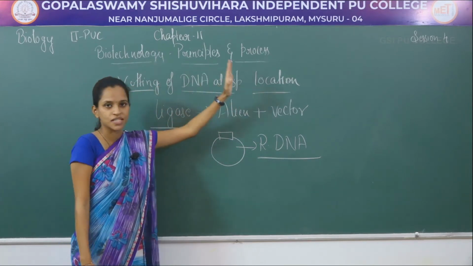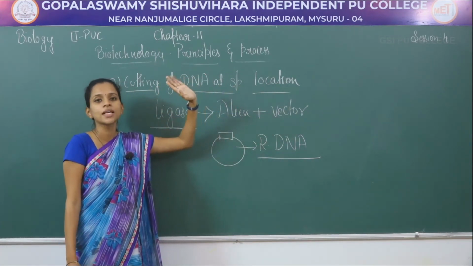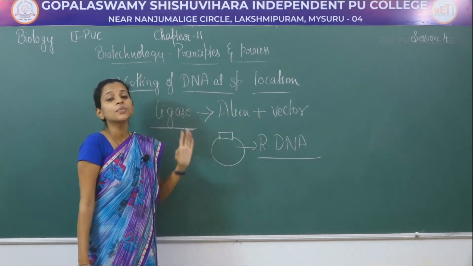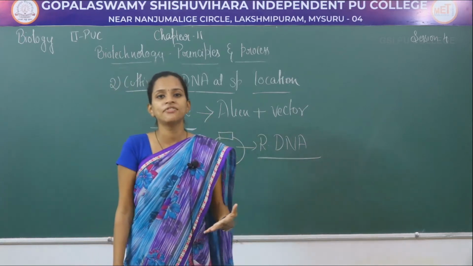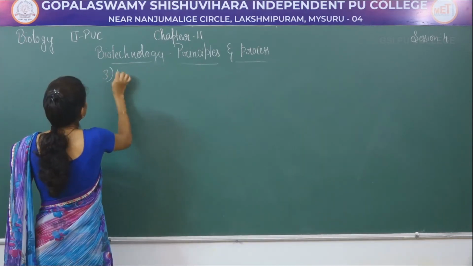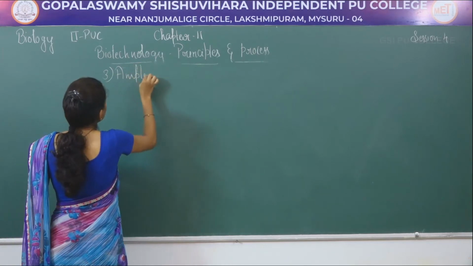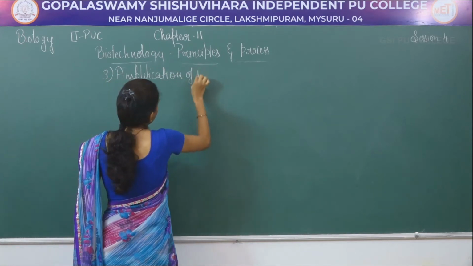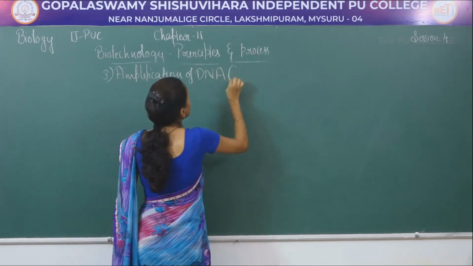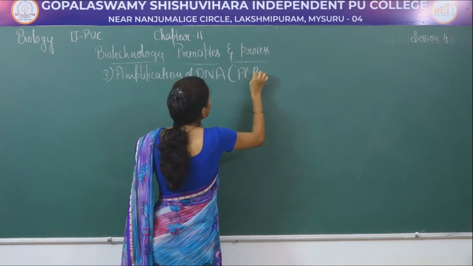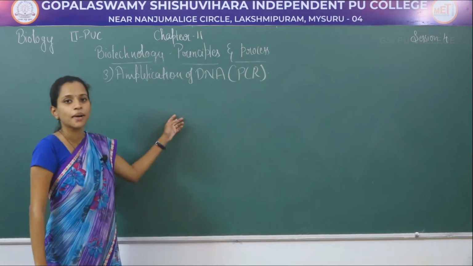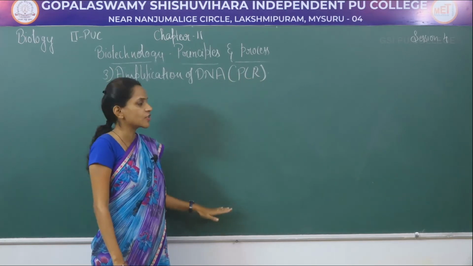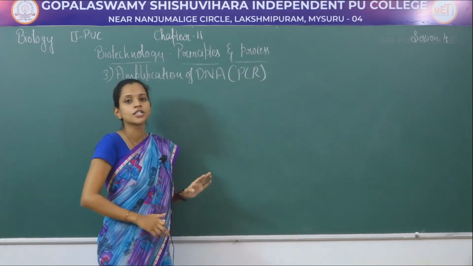Cutting of DNA at specific location with endonuclease enzymes and ligating them to form a recombinant DNA. Third process is PCR or amplification. Amplification of DNA by polymerase chain reaction or PCR technique. For this, we will draw the diagram so that the process is understood clearly.